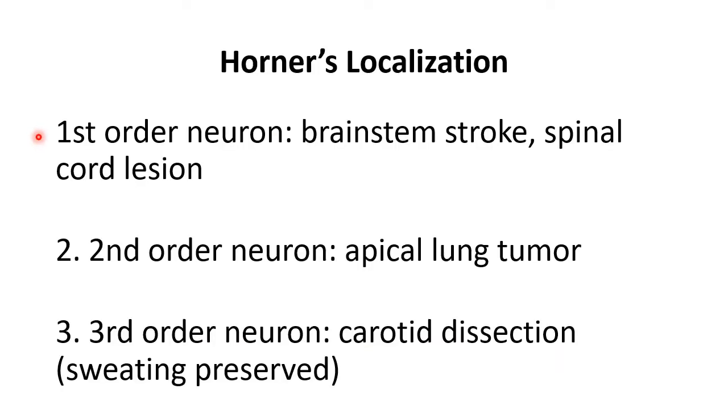So one can localize a Horner's clinically. What we're looking for here is a lesion in the first order neurons. For instance, that might occur with a brainstem stroke or spinal cord lesion, or it might even occur with a second order neuron due to an apical lung tumor, or a third order neuron due to carotid dissection, for instance. And in this case, because this is a third order neuron, the sweating fibers have already left the sympathetic system in the lower half of the face. So sweating should subsequently be preserved if it's a third order Horner syndrome.